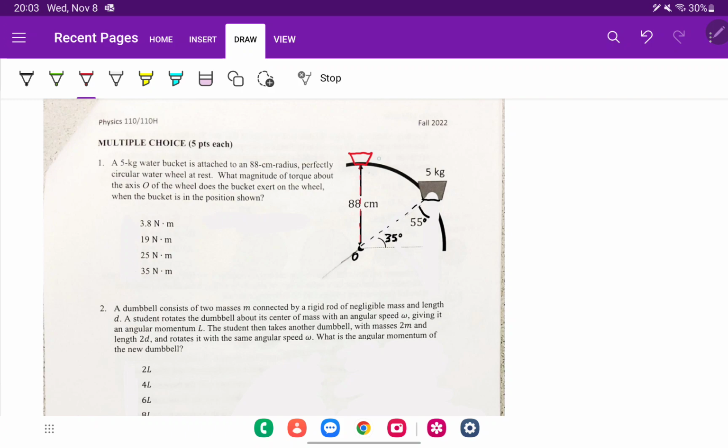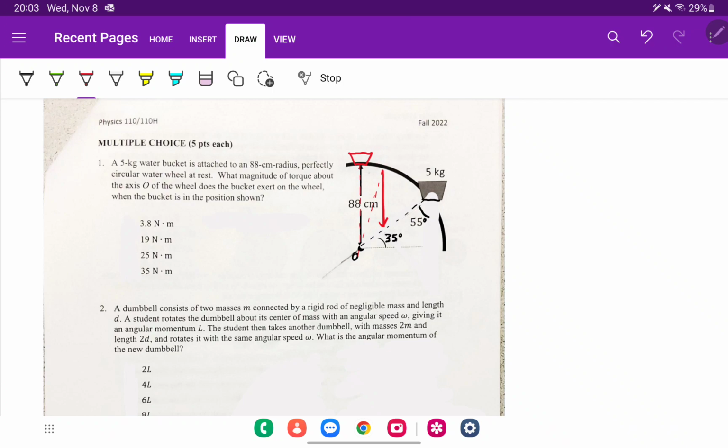If the bucket were just slightly over in this position right here, now you see that the string is going in this dotted line I just drew, but the actual force acting on it, the weight, is going this way. And since the force of the weight is not in line with our string or directly going through the origin of our wheel, that means that it's going to have torque.